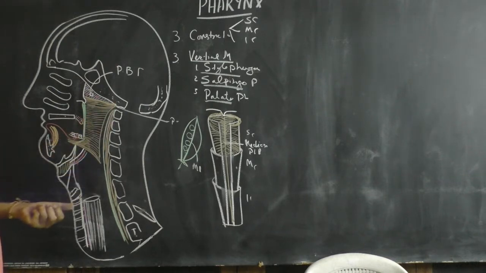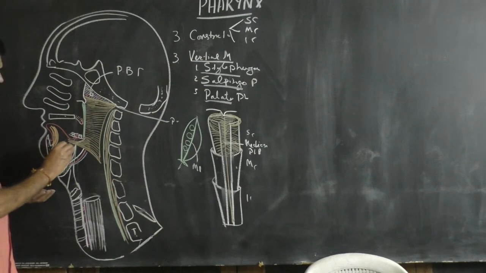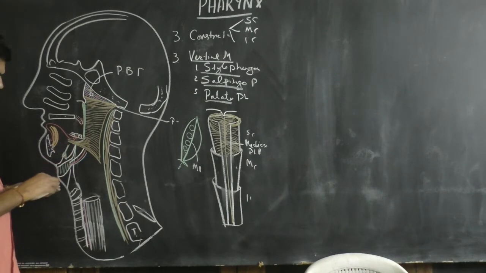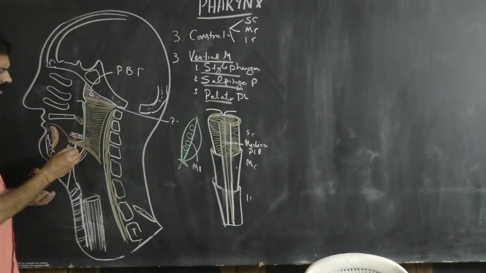Then comes the middle constrictor muscle. The middle constrictor muscle is also fan-shaped. Its origin is from the lower part of the stylohyoid ligament. So this is the stylohyoid ligament. As we know, it is attached to the lesser cornu of the hyoid bone. So number one origin is from the lower part of the stylohyoid ligament. Then also the origin from the lesser cornu of the hyoid bone plus the entire length of the greater cornu. So this is the origin of the middle constrictor.